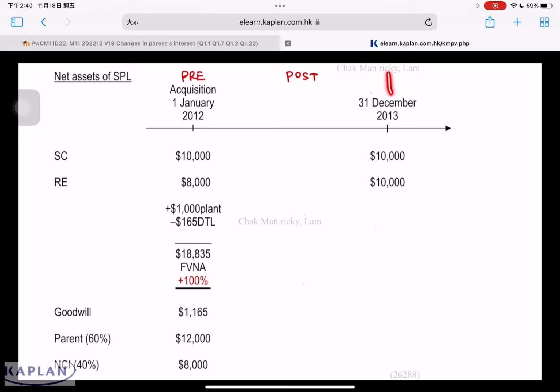We need to calculate what the figure is at this date. From the acquisition date to the year end, the post-acquisition net assets increased by 2,000. This 2,000 is the post-acquisition profits.